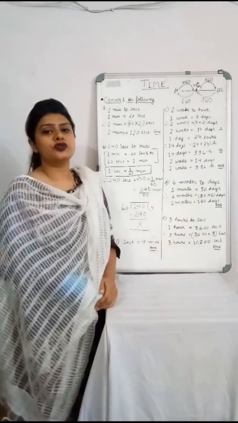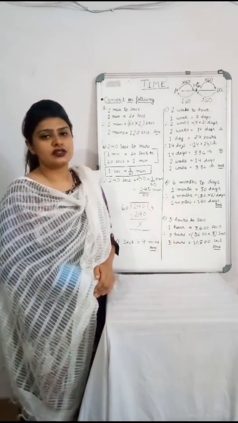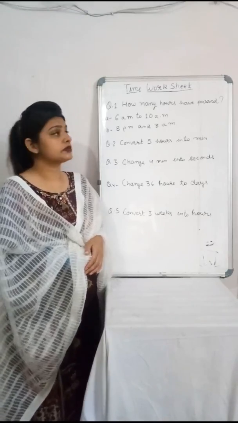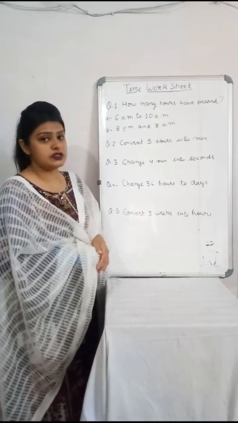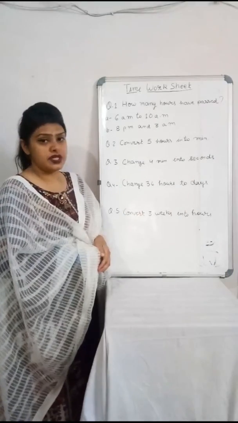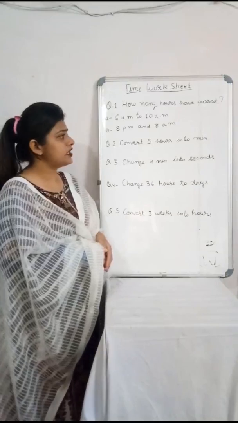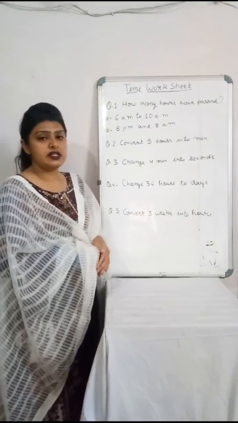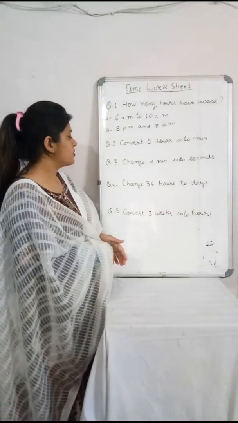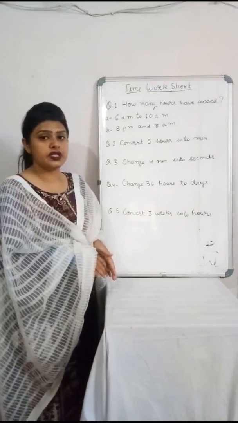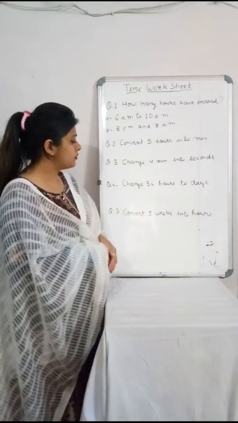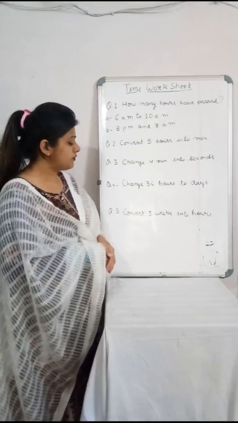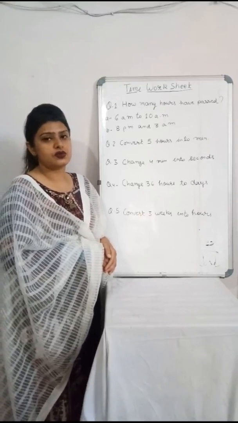Now we move to today's worksheet. So children, this is our second worksheet on time. Question number 1. How many hours have passed? A. 6 am to 10 am. B. 8 pm and 3 am. Question number 2. Convert 5 hours into minutes. Question number 3. Change 4 minutes into seconds. Question number 4. Change 36 hours to days. Question number 5. Convert 3 weeks into hours.